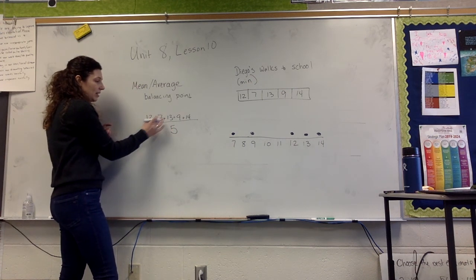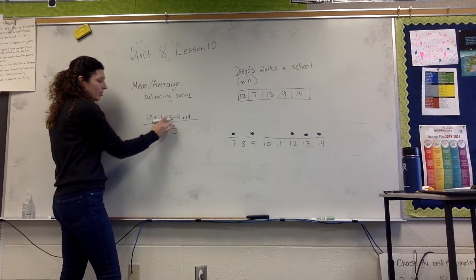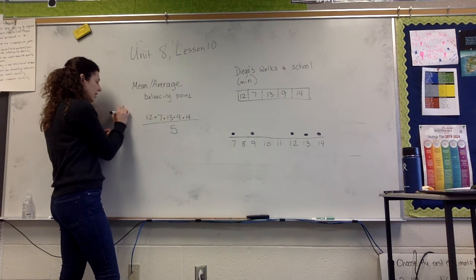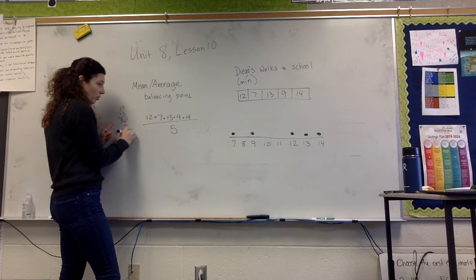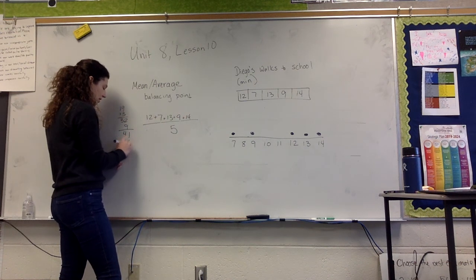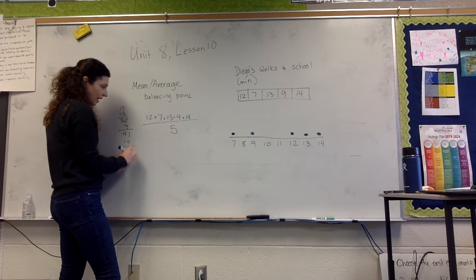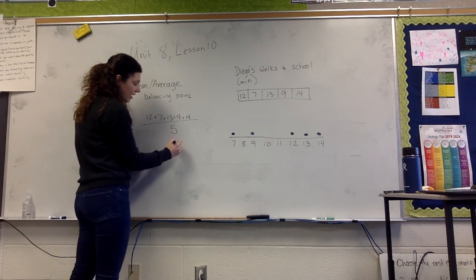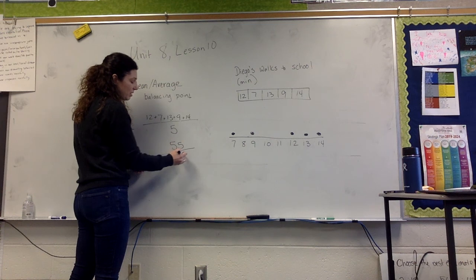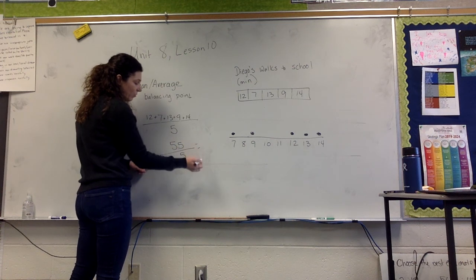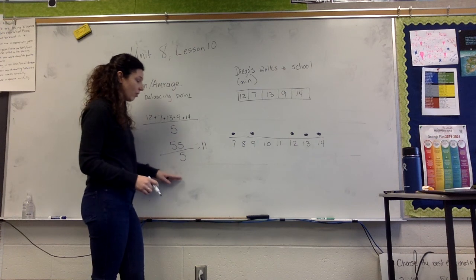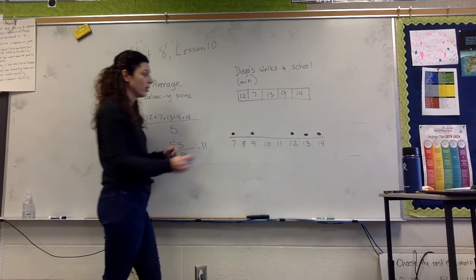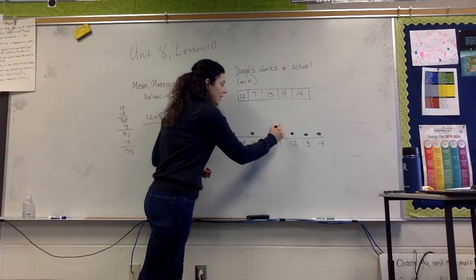So 19, and if I add the 13 to that, 19 plus 13 is 32. If I add the 9 to that, that gives me 41. If I add the 14 to that, I get 55, right? So I have 55 minutes. If I split them up equally between all 5 walks, that would mean that there would be 11 minutes per walk. Now, obviously they're not equally spread out, but if they were, that average would be the 11.